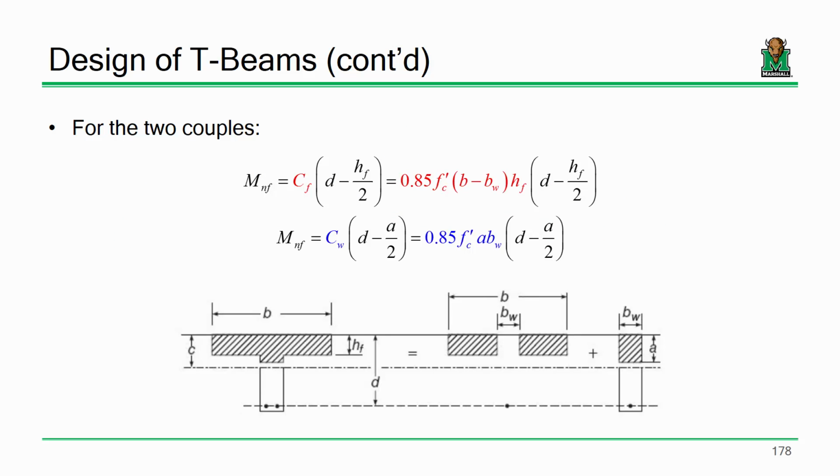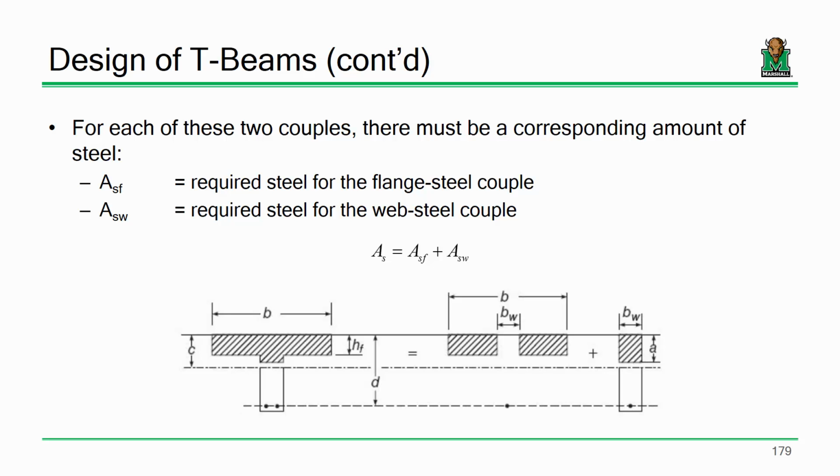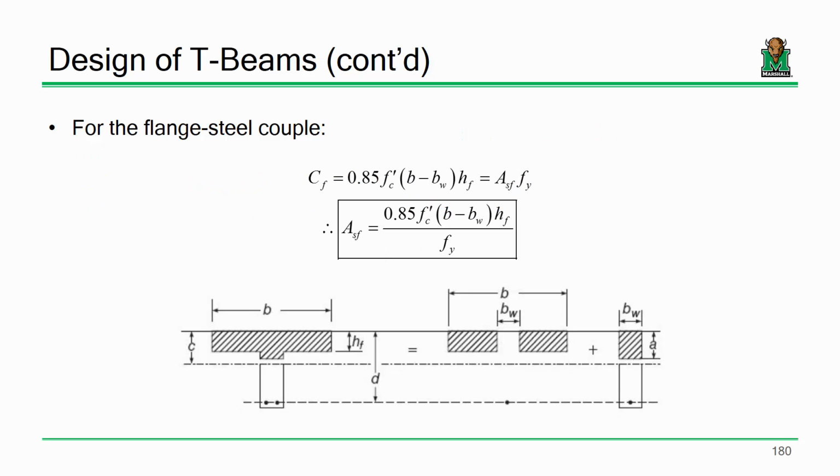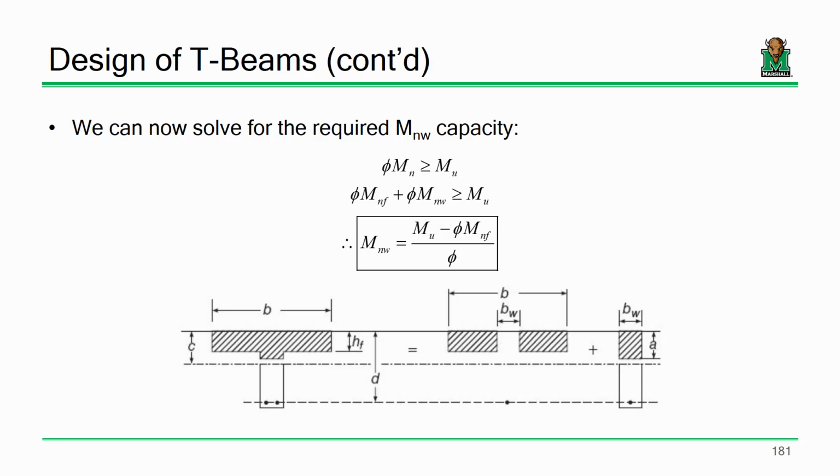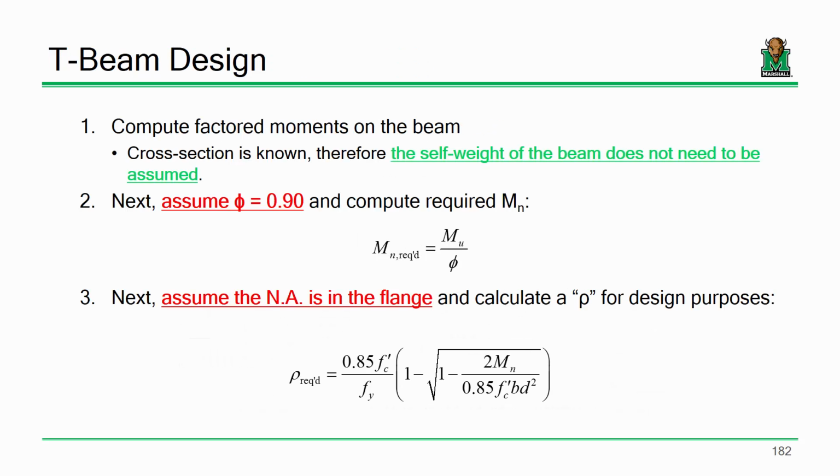It's pretty straightforward. We look at our two couple expressions, and we say, all right, if we've got to have steel for each of those, then for the flange steel couple, I just set C equals T and solve for the area, and I get a little bit of area for this flange steel couple directly solved for. So that's the first one. The second one, I know how much moment the whole thing has to resist, so I subtract that off, solve for the nominal moment capacity of the web steel couple, and based on that, back calculate your steel.